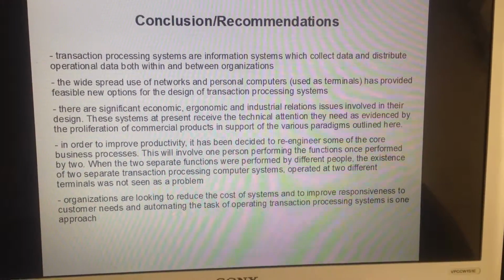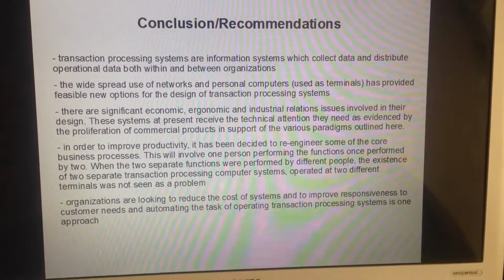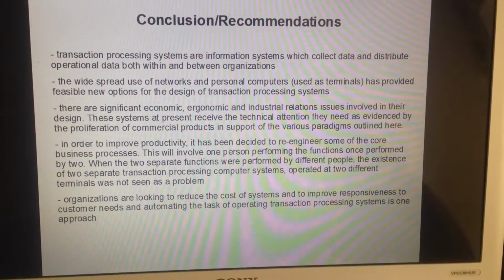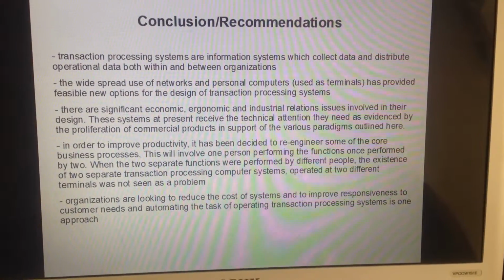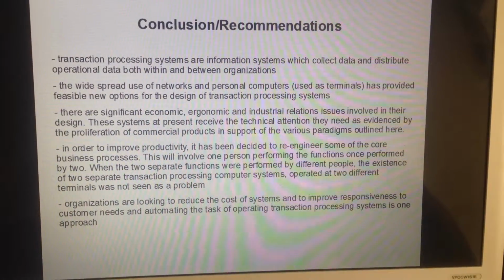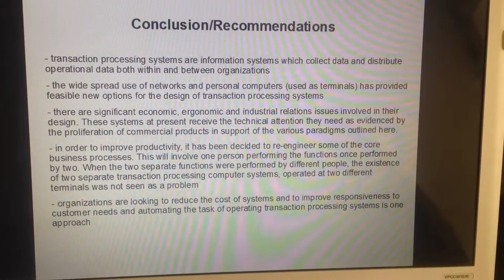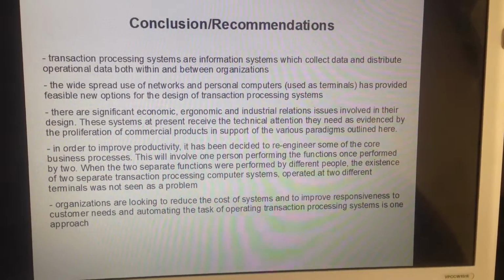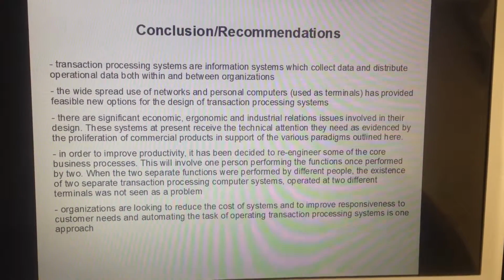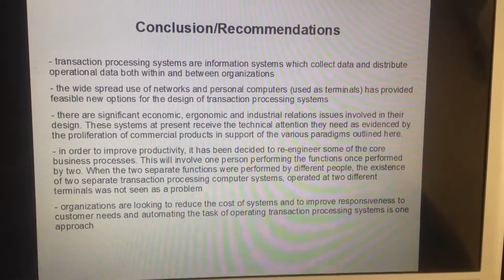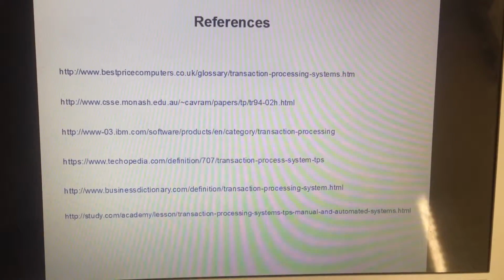In order to improve productivity, it has been decided to re-engineer some of the core business processes. This will involve one person performing the functions once performed by two. Organizations also are looking to reduce the cost of systems and to improve responsiveness to customer needs, and automating the task of operating transaction processing systems is one approach.